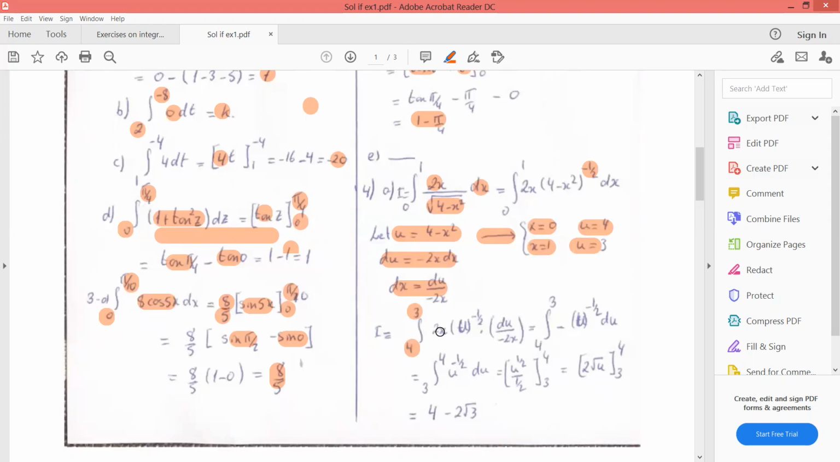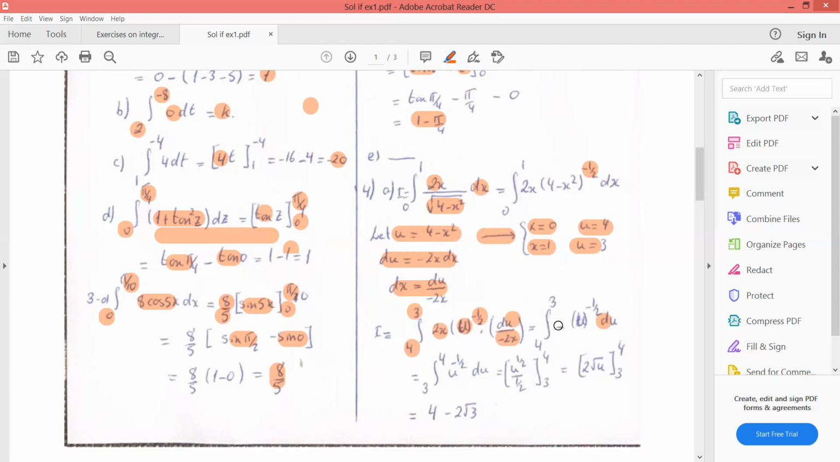2x I leave as 2x. 4 minus x squared I name u to the power minus half, dx is du over minus 2x. Minus 2x and 2x cancel, so it becomes minus u to the power minus half du. I can directly add 1 to the power and divide by the new power.